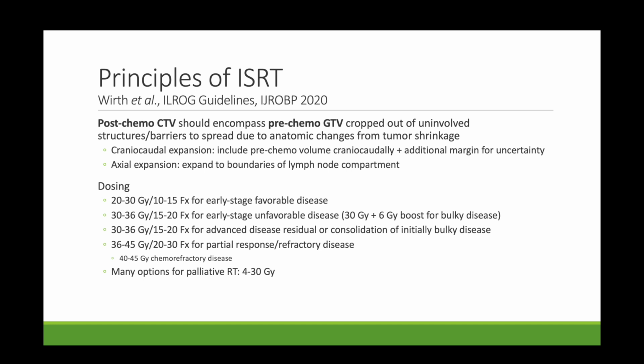And then if there is a partial response or if there is refractory disease, we might consider increasing that dose somewhere in the range of 36 to 45 gray. So 20 to 30, 30 to 36, and 36 to 45 in the case of partial response or refractory disease, again taking into account what therapy they've had, how bulky it was, other risk factors and things like that. That's the realm of the doses that we're really talking about. And then when it comes to palliative treatment, there are many options ranging from anywhere from 4 to 30 gray.